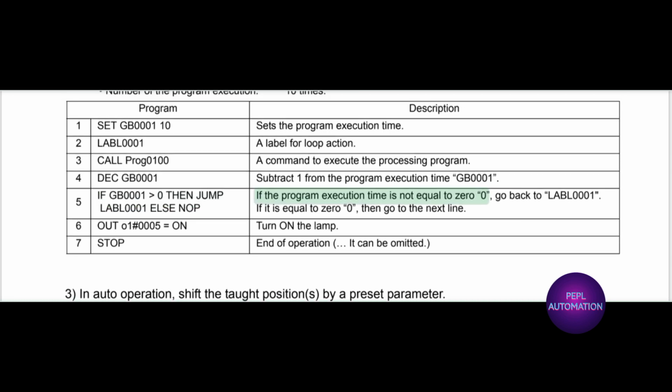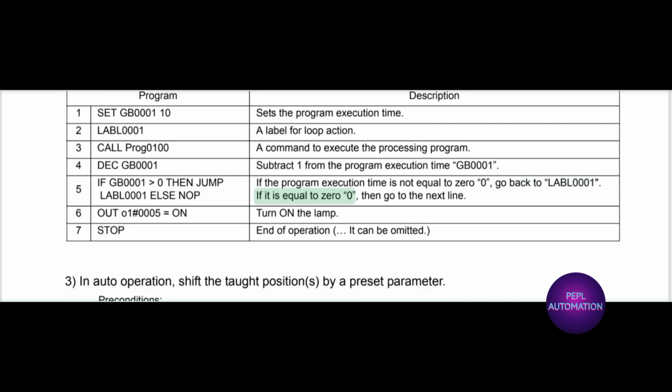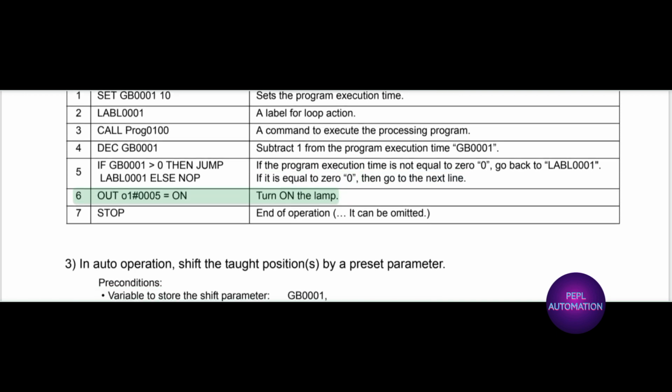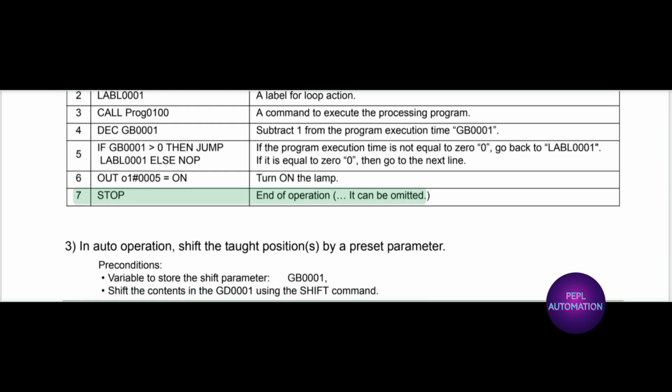If the program execution time is not equal to 0, go back to LABL0001. If it is equal to 0, then go to the next line. 6. OUT O1 number 0005 equals on, turn on the lamp. 7. Stop, end of operation, it can be omitted.